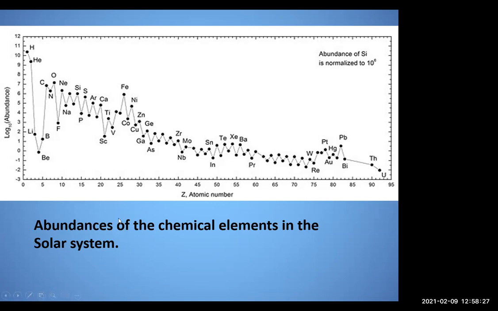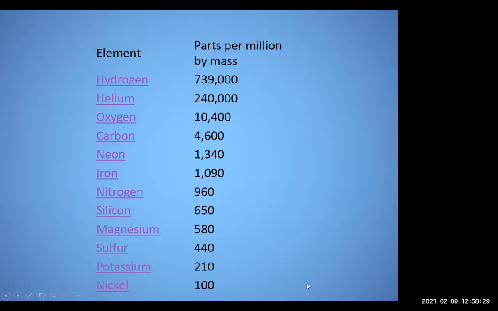Uranium, less so. And this chart is the same sort of thing, parts per million by mass. Again, just showing you that hydrogen is the most common element in the universe and in our solar system, followed by helium, because those are the 2 simplest atoms, hydrogen and helium, and so on.